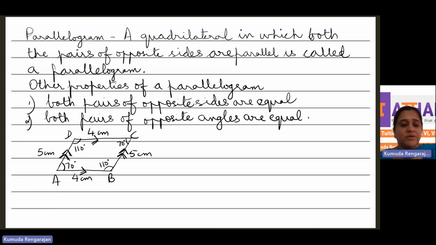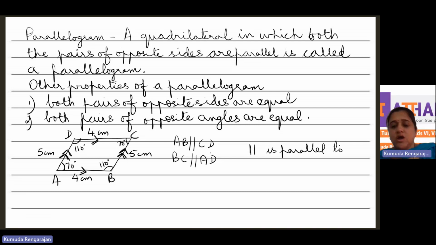We saw that in this figure, AB is parallel to CD and BC is parallel to AD. So how do we write that? See here, AB is parallel to CD. And BC is parallel to AD. So this symbol is read as "is parallel to." How do you read this symbol?